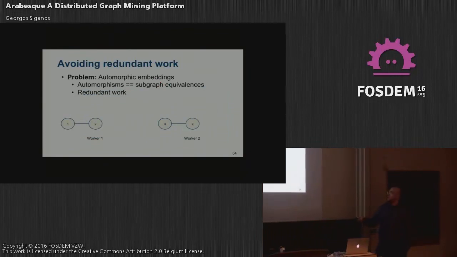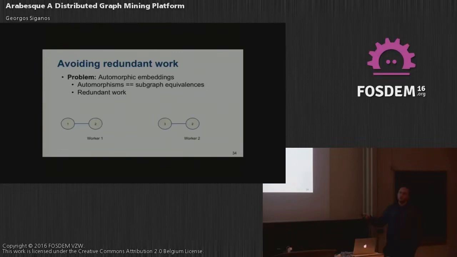So assume that worker 1 had the embedding 1, 2, and worker 2 had the embedding 3, 2. And both of them decide to expand it. So worker 1 expands 2 and adds 3, and then you have this kind of embedding. Worker 2 expanded 2 but from the side of 1, and then has this kind of embedding here. Now you have a problem, because you have two workers working on basically the same embedding, and you need to be able to prune this out. Only one of them should proceed and actually process this embedding.